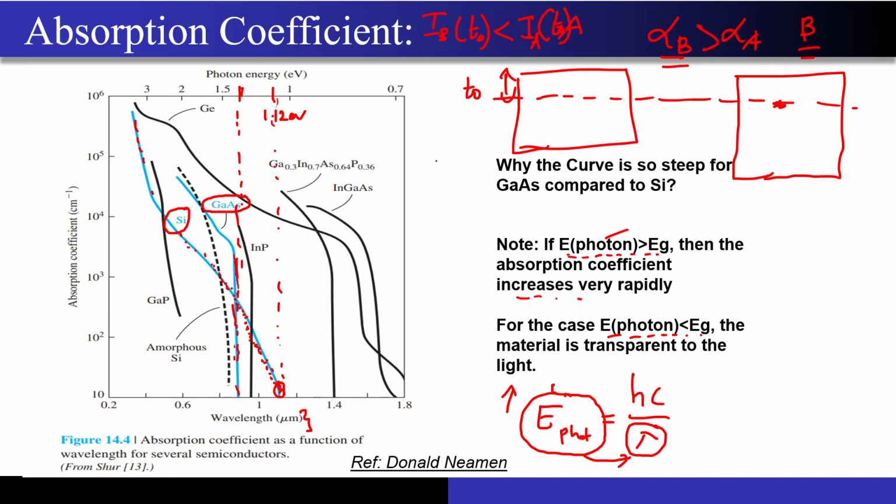So this is the question that I have asked you over here, and this is a homework for you guys. Why is the curve so steep for the gallium arsenide compared to the silicon? I will just give you a hint. Gallium arsenide is a direct band gap semiconductor material, and silicon is an indirect band gap semiconductor material. This is the hint, and I hope you will get the answer now. So I hope the absorption coefficient is also very clear to you.